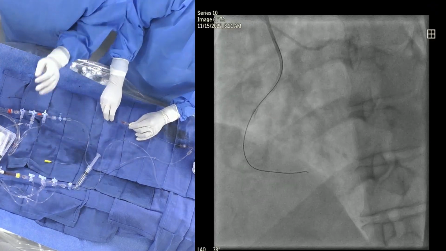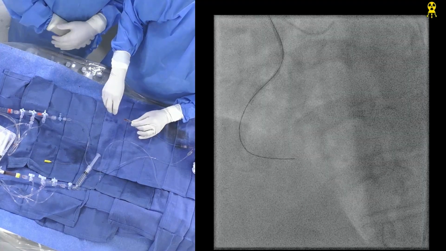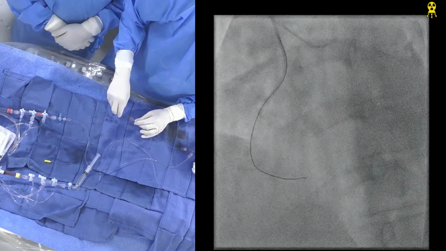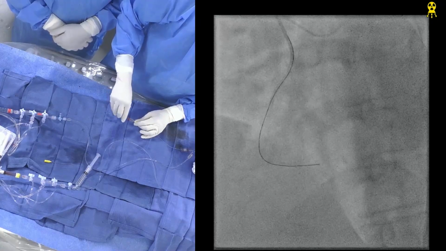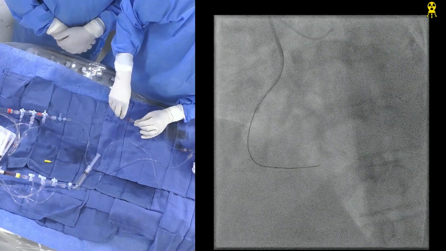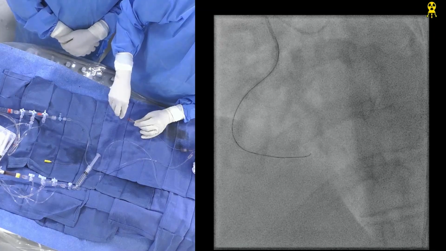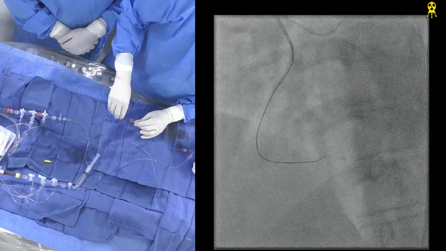You see the wire has gone reasonably well into one of the distal branches. Somewhere there it has gone. I just had to make it into one of the branches. This is the Miracle 6. We didn't change to Gaia. No, Miracle 6.